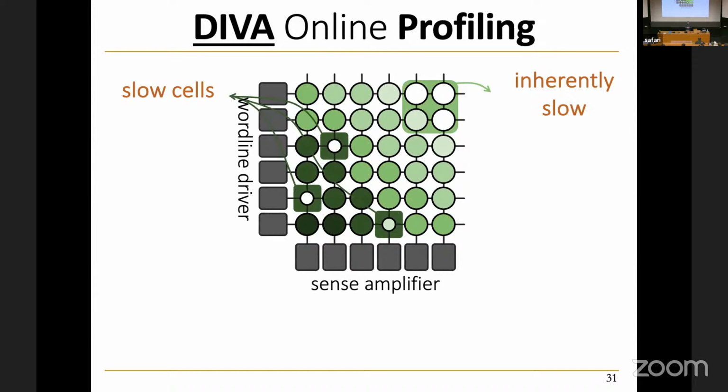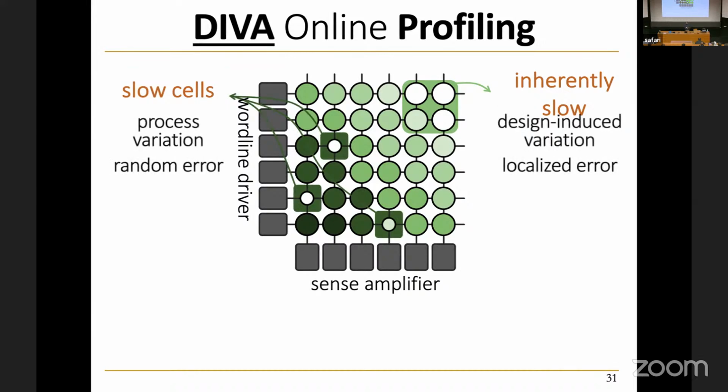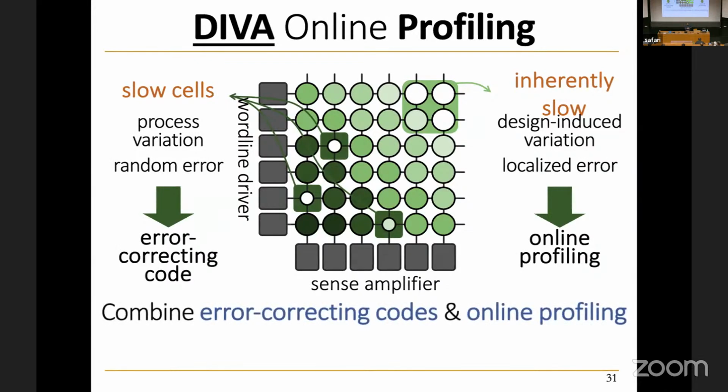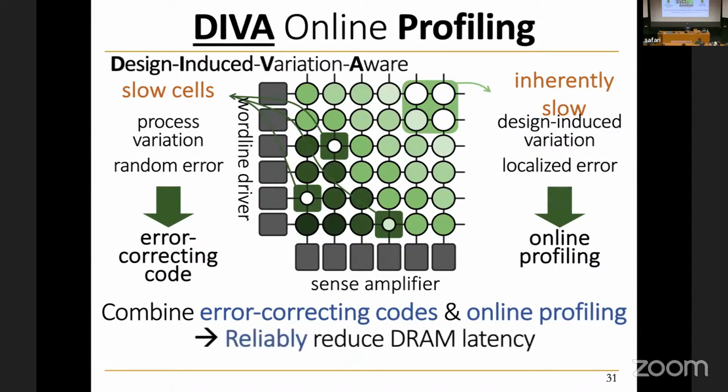There are also, on top of this design illustration, of course, cells that are scattered around. Like in a fast region, there can be some slow cells caused by imperfections in the manufacturing process and the variations caused by that. We can call them random errors, and we can address them by using error correcting codes. And the design-induced variations are more localized, and you can deal with them by doing online profiling. This paper combines the error correcting codes with online profiling, and it reliably reduces DRAM latency.